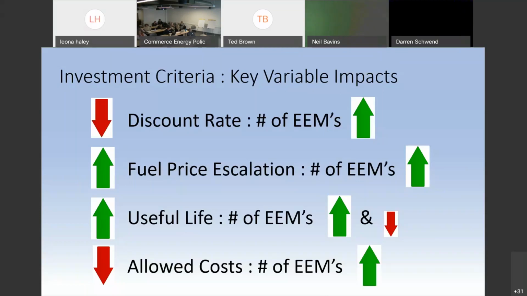And finally, we've got the allowed costs, which if we decrease the number of allowed costs, that's going to increase the number of measures. If we allow every administrative cost, every lawyer fee and everything that they can come up with to be applied to the cost of the measure, well, that's going to drive down what is a cost-effective measure.